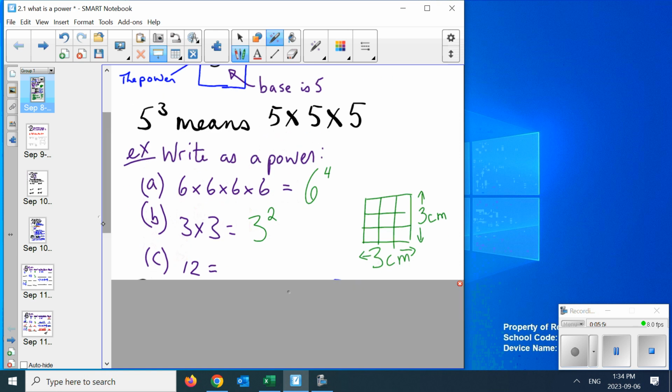Now, what would I write down for the 12 expression? What's that equal?